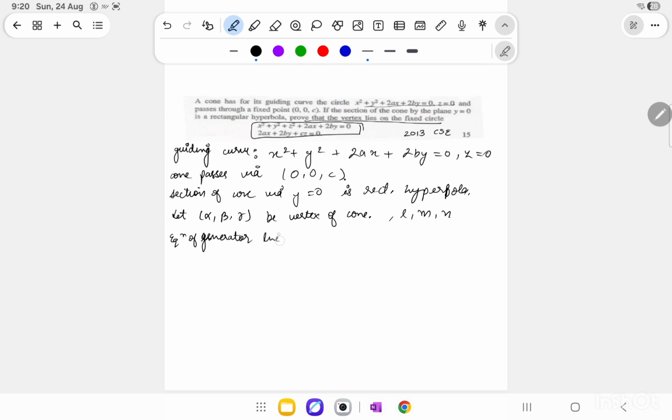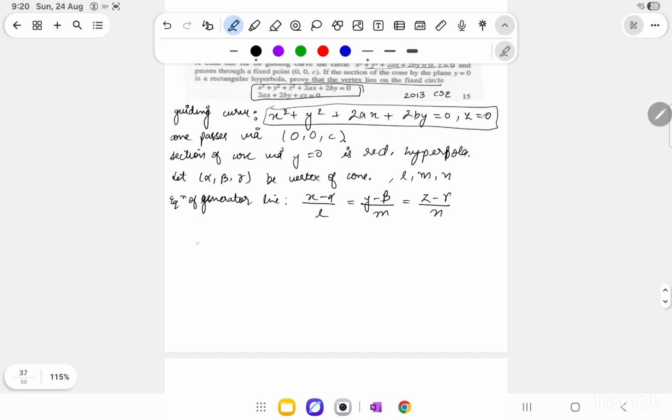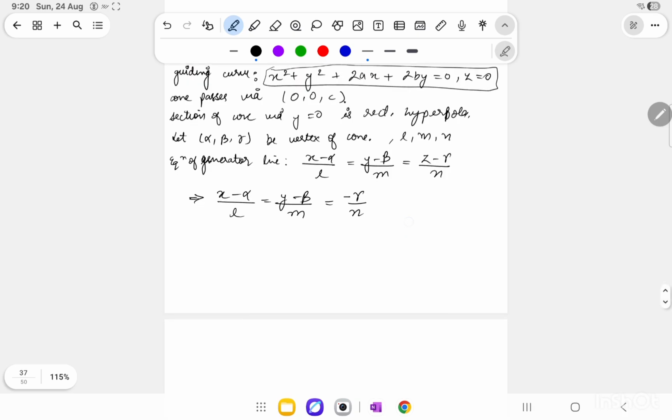Equation of generator line would be (x minus alpha) upon L equals (y minus beta) upon M equals (z minus gamma) upon N. If this is my generator line, it must intersect the guiding curve somewhere, so z must be equal to 0. I'll substitute z equals 0 in this equation. I'll get (x minus alpha) by L equals (y minus beta) by M equals (0 minus gamma) by N. So from here I can find the values of x and y as well.